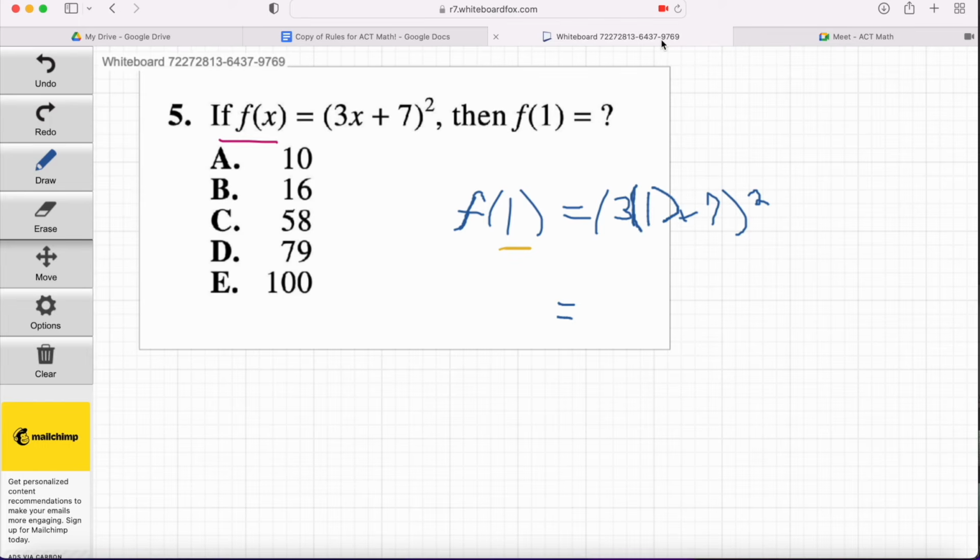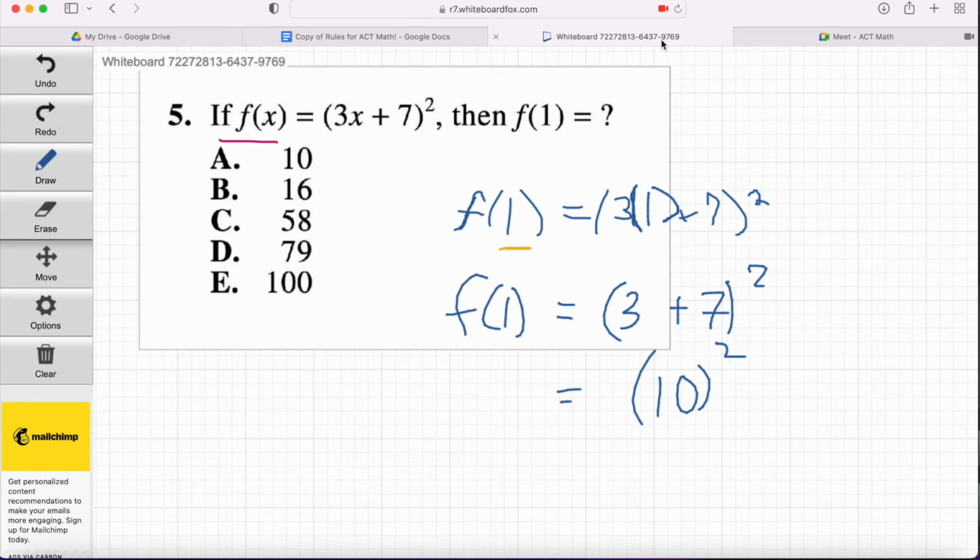Okay, so then we can simplify 3 times 1, right? What's 3 times 1? Absolutely, 3. And then plus 7 would be 10. So I'll continue simplifying this here. 10, second power, which would be 100. Which is 100. There you go.